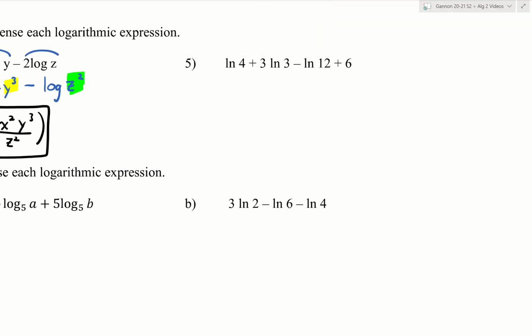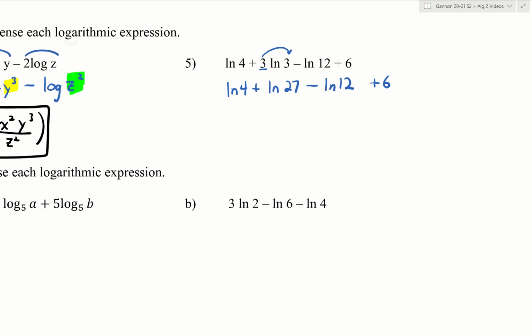All right, so if we're looking at 5, we've got a combination of things. We've got some adding, subtracting. There's a power in front here. So that's the first thing I'm going to handle, this 3 that's in front. It's going to move to become the exponent. So this becomes natural log of 4 plus natural log of 3 cubed. Well, 3 cubed is 27, minus the natural log of 12, plus 6.